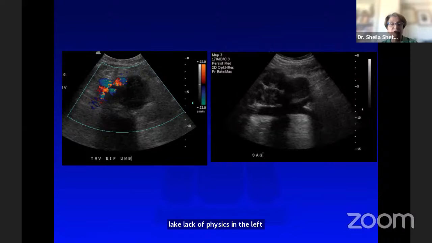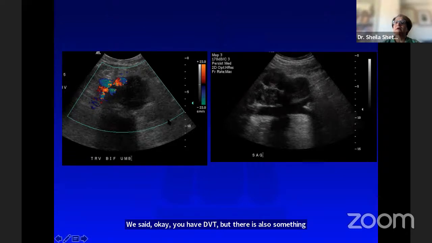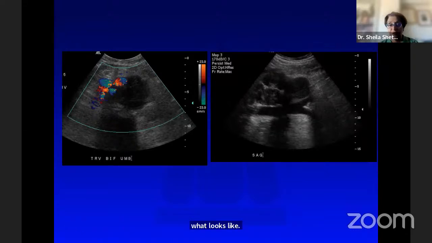So yes, the patient had a deep vein thrombosis, but by thinking about the Doppler spectrum and looking around, we said, okay, you have DVT, but there is also something perhaps as serious or more serious going on. You have what looks like either metastatic retroperitoneal lymphadenopathy or lymphoma, one or the other.